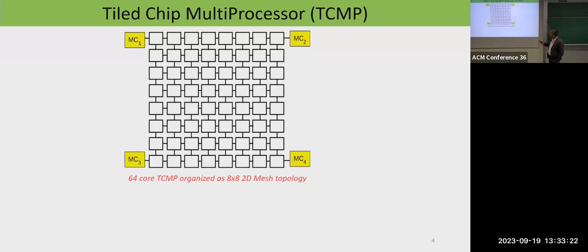And the memory controllers are typically connected to the corners. So if you have, let's say, a memory that has been connected through 4 channels, then they will enter into the chip just like different gates into a stadium. The data is going to enter into the chip through different points. They are the memory controllers. And then the diagram shows a 64-core tiled chip multi-core architecture. We are organizing the tiles as 8 rows and 8 columns. So we call it an 8x8, 2-dimensional mesh topology.